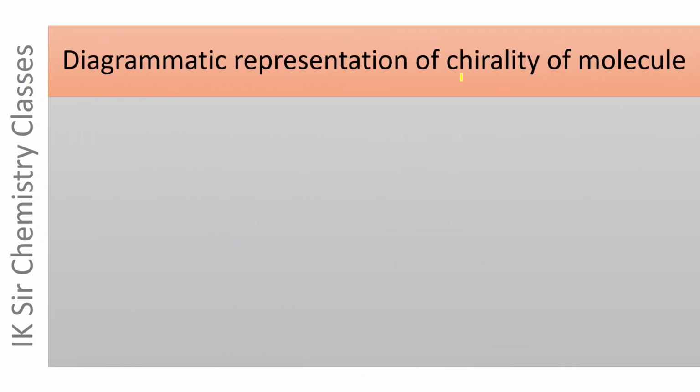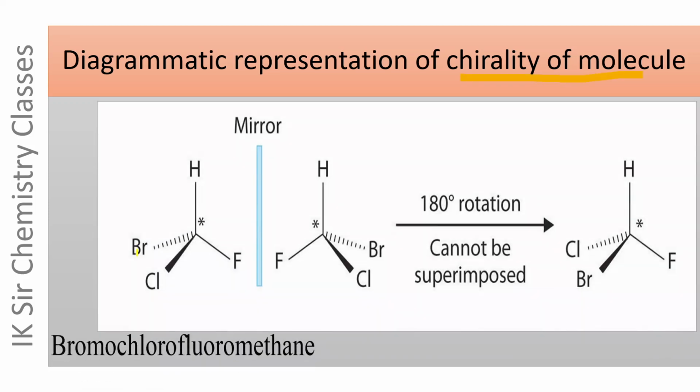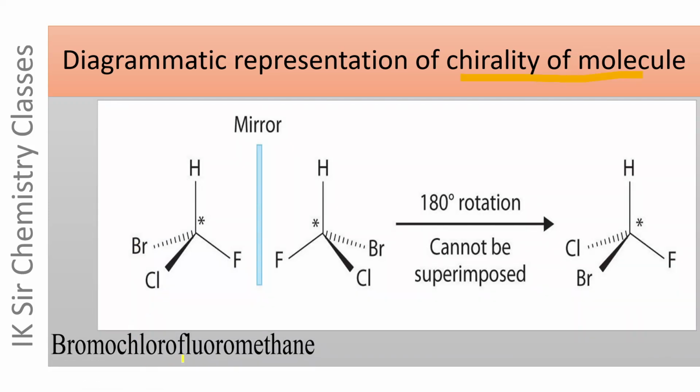Diagrammatic representation of chirality of a molecule. This molecule is bromochlorofluoromethane. If we place a mirror here, its image will be formed here. It is the mirror image of this molecule. The image of F is formed here, the image of Cl is formed here, and the image of bromine is formed here. If this mirror image is rotated by 180 degrees, let us see.